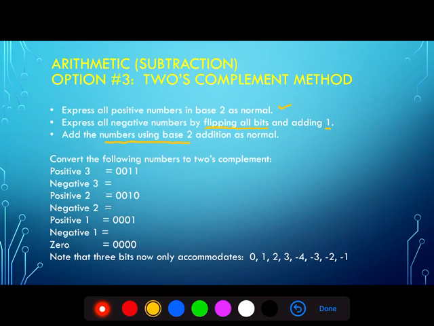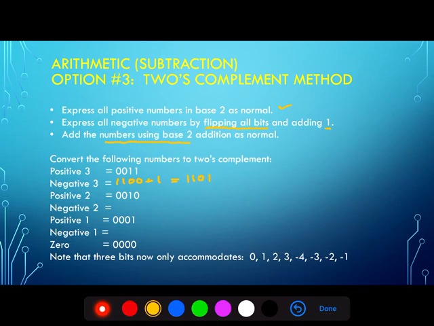First, with positive 3, we know in base 2 positive 3 is just 0011. To get the 2's complement of that number and therefore represent negative 3 using the 2's complement method, we just flip all the bits, 0 to 1 and 1 to 0, and add 1. When we do that, we get negative 3 represented as 1101.